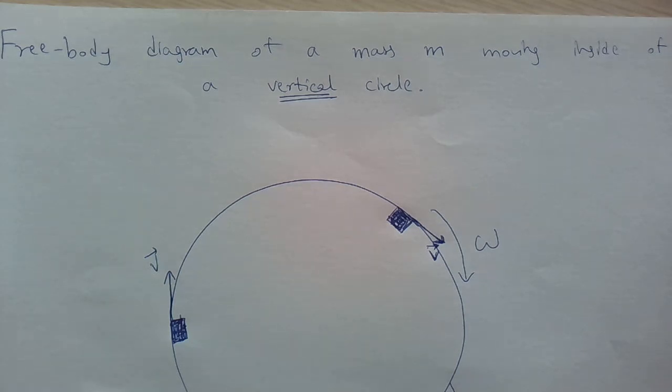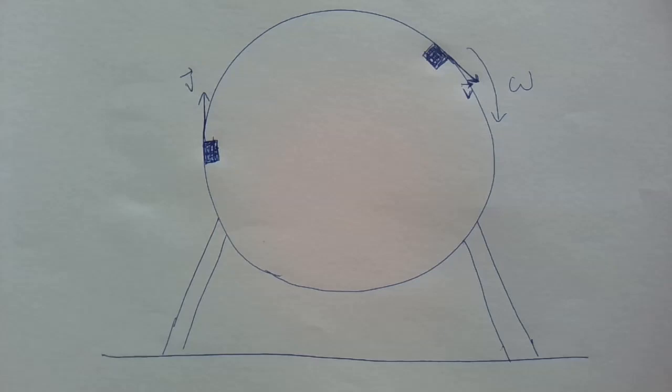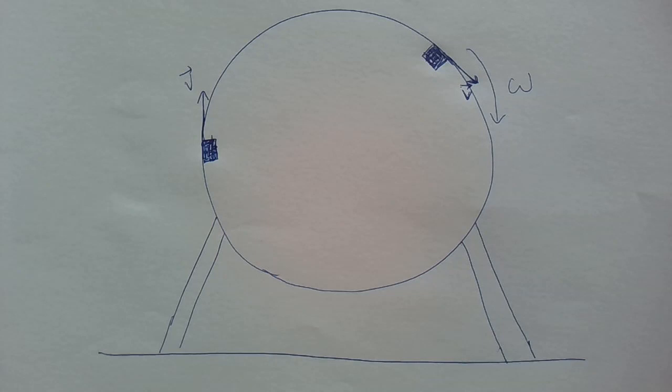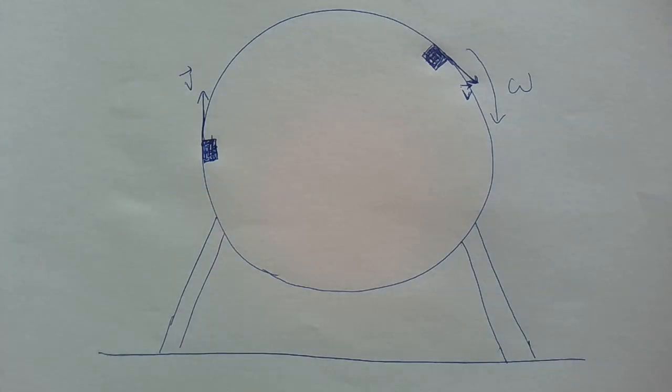In this video, I'm going to discuss a topic that many undergrad students find difficult to understand in their general physics course. This topic is the free body diagram of a body of mass m moving inside of a vertical circle as is shown over here. This mass is moving with uniform speed v and therefore uniform angular speed omega in the clockwise direction. Of course, it does not have to be a clockwise direction, but we'll just go with the clockwise direction here.